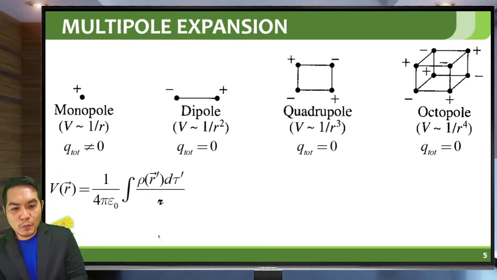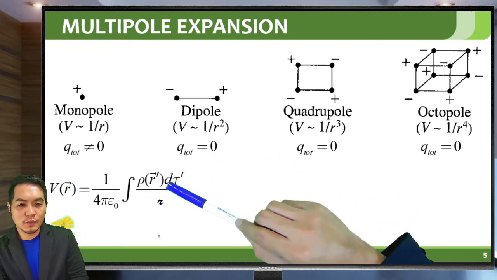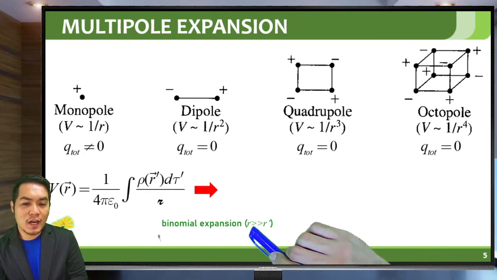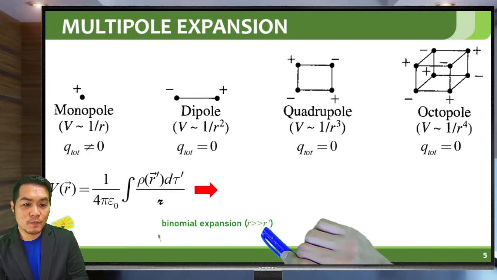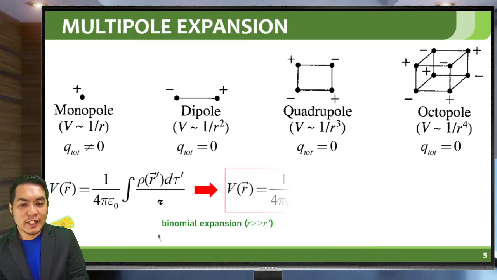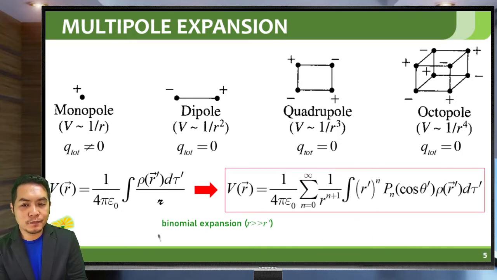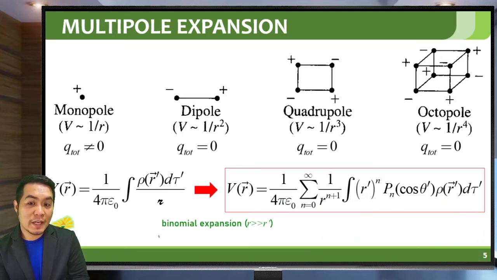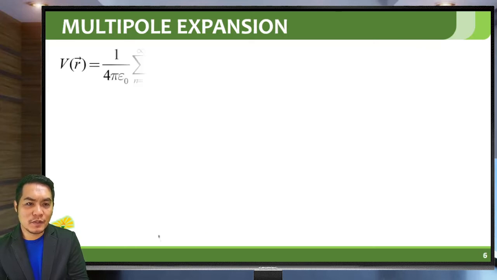So starting with our potential, Coulomb's law for potential, we can actually use binomial expansion using the condition that r, the field point distance, is very much greater than the source point distances, r prime. And in doing so, we can expand this in terms of Legendre polynomials. So this is now our multipole expansion. So let's try to expand this summation.